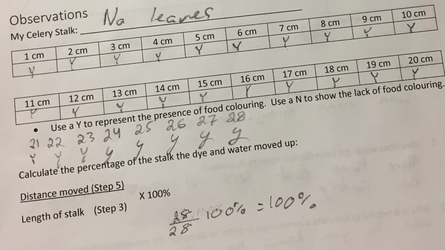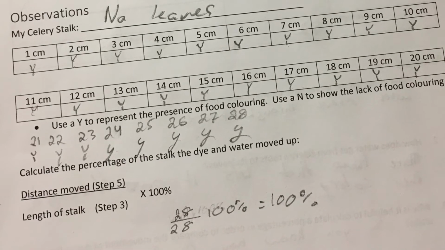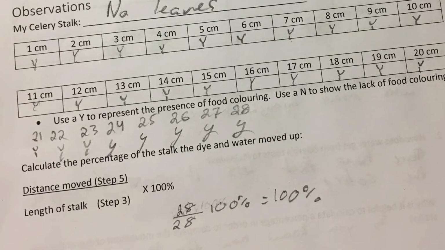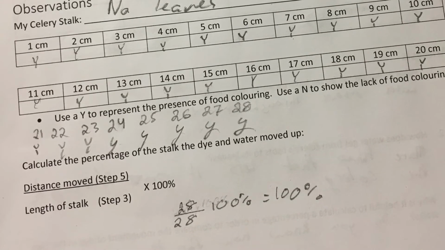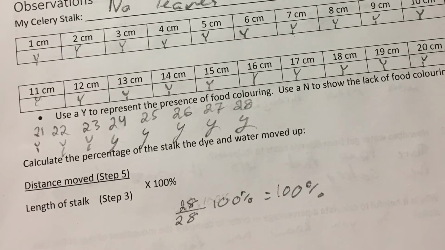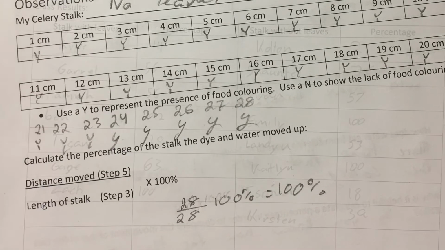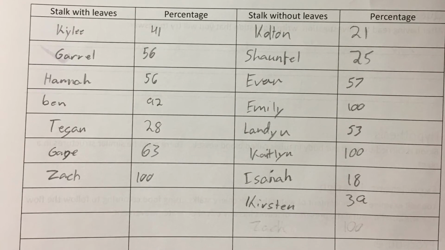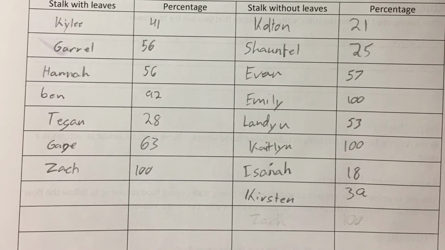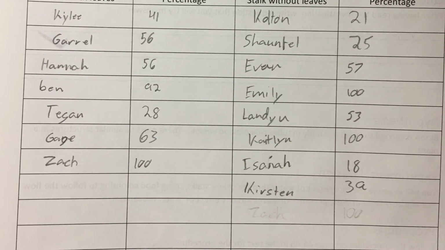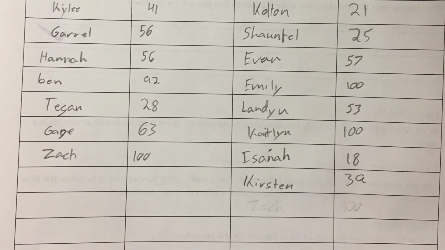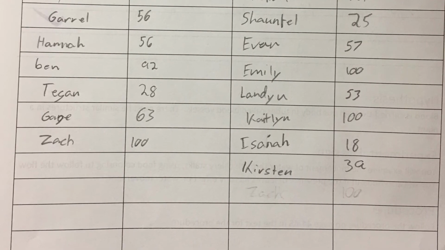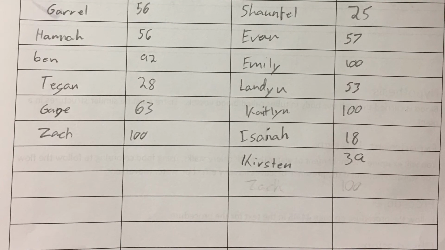So then to find the percentage of the stalk that's covered, you take the length of the stalk that had red dye in it and divide it by the total length of the stalk. Then we took the percentage of the amount of stalk that the red dye traveled through for all the celeries, both with leaves and then without leaves, and found a class average so that we could compare that data.